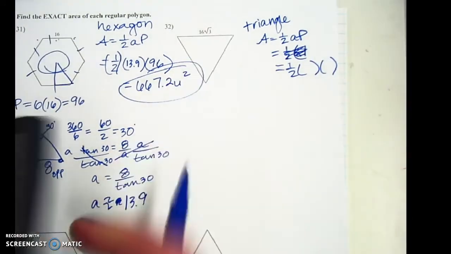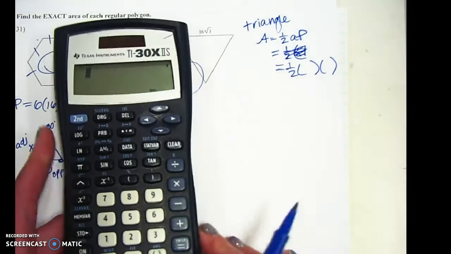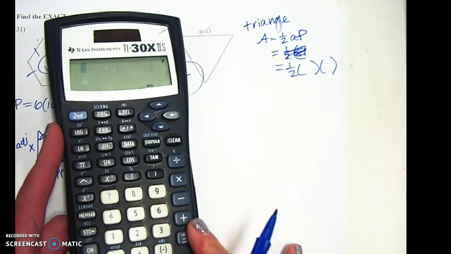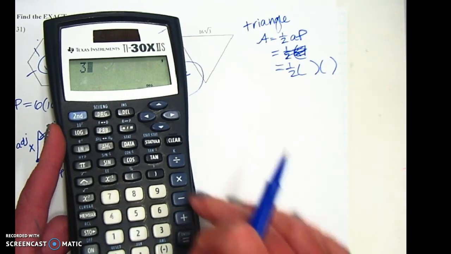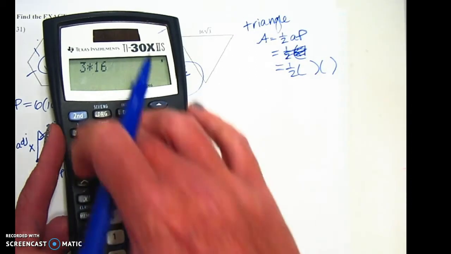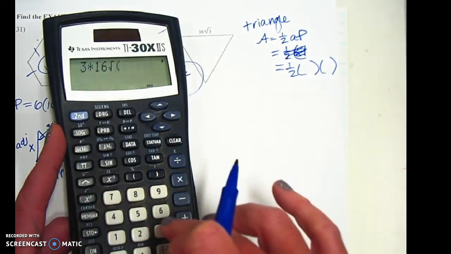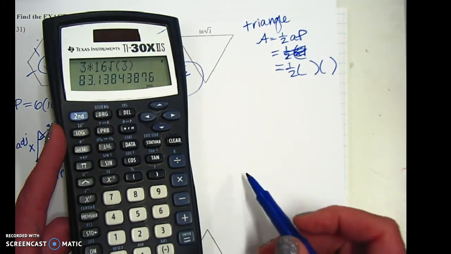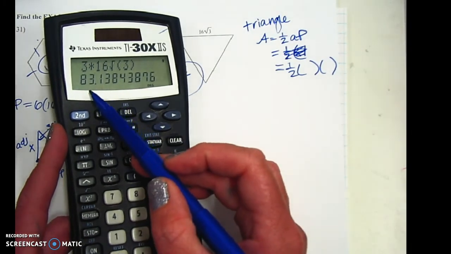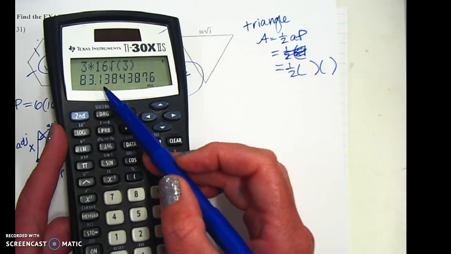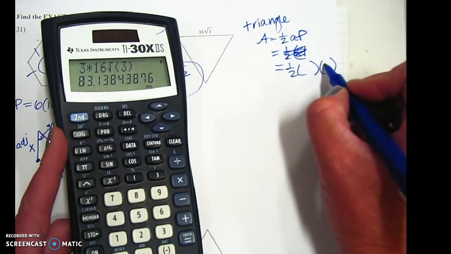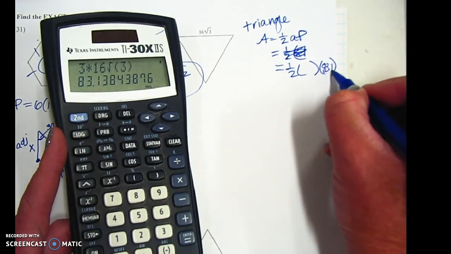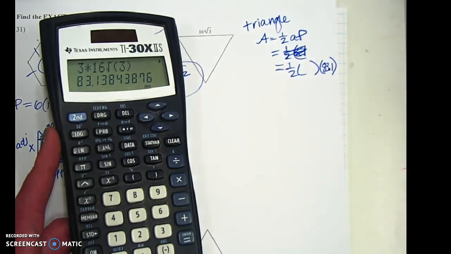It looks kind of tricky because there's a radical, but I'm just going to let the calculator do the work for me. So I'm going to go 3 times 16 rad 3. So I'm going to type in rad 3. Hit the equal sign. And that means the perimeter is 83.1. Just going to round it to the nearest tenth.